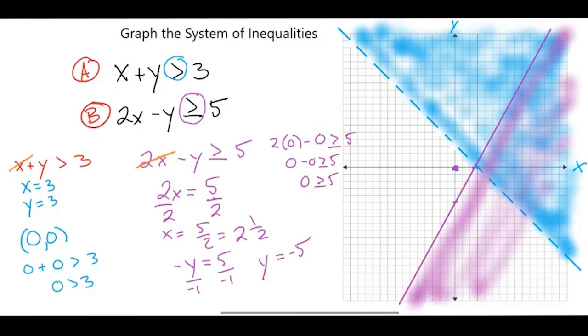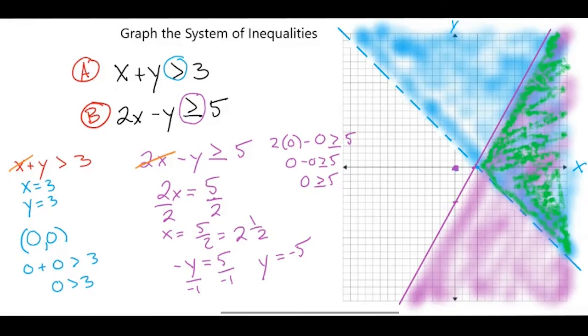And it's pretty obvious where these two overlap. So I will get a third color and color in where they overlap. I'm going to color that in green. And that's how you graph a system of inequalities when both the lines are in standard form.